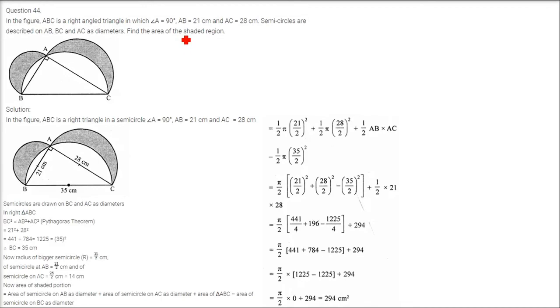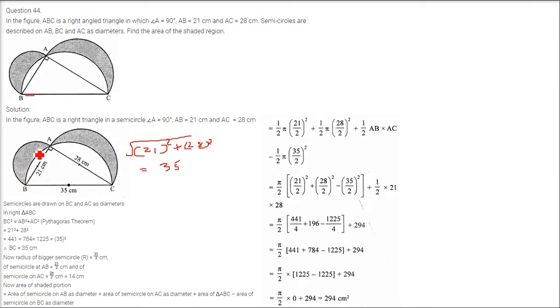For that, first of all, we have to find out this length, because this is 21 and this is 28. This is not known to us. So this length will be 21 square plus 28 square. I'm using the Pythagoras theorem. And this is going to be 35.